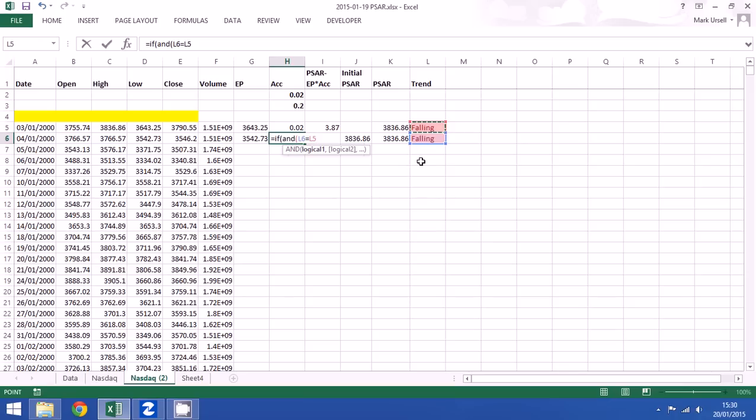And what have I said here? I've said that if the trend remains the same, so is L6 equals L5? We haven't changed direction. And then we're going to assume in the first one that we have made a new extreme point. We've gone lower in a downtrend. And we need to check that this remains lower than our maximum. And if all these are the case, then we take our current acceleration factor, and we add to it the increment.